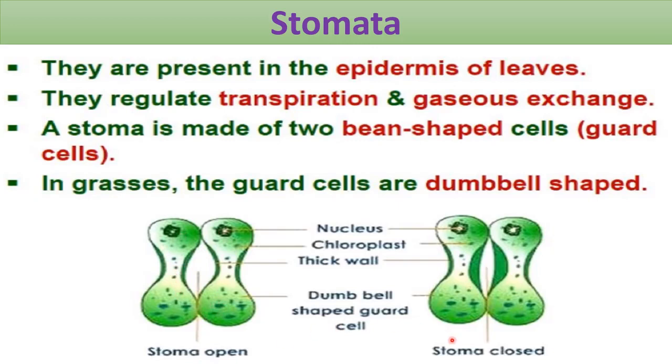And here in this diagram you can see the open and closed position of the stomata. These are dumbbell shaped guard cells, and inside these guard cells nucleus is present and also chloroplast is present, because these are present in leaves. So chloroplast is present here also in these cells also, and their inner wall, you can say here, this is inner wall of the guard cells and this is thick wall.